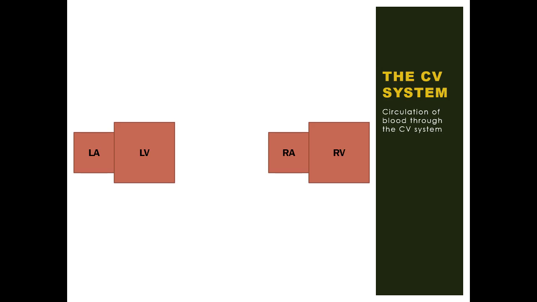This should be in your knowledge bank, so to check your understanding, let's quickly refresh the circulation of blood through the cardiovascular system. First, we have the heart, which again is the pump of the cardiovascular system, and this is again the ultimate regulator of blood flow. We should all know the four compartments of the heart. On the right, we have the right atrium and the right ventricle.